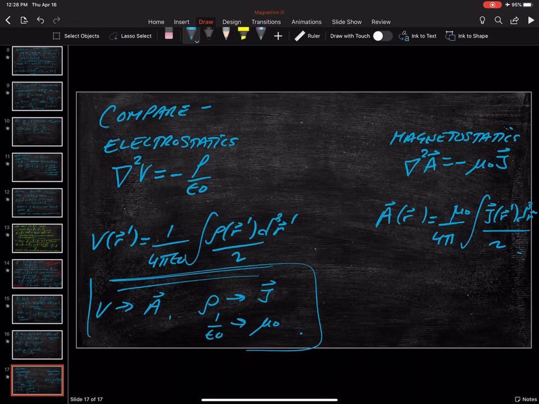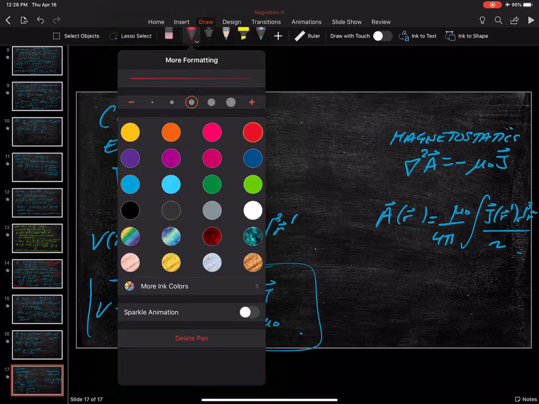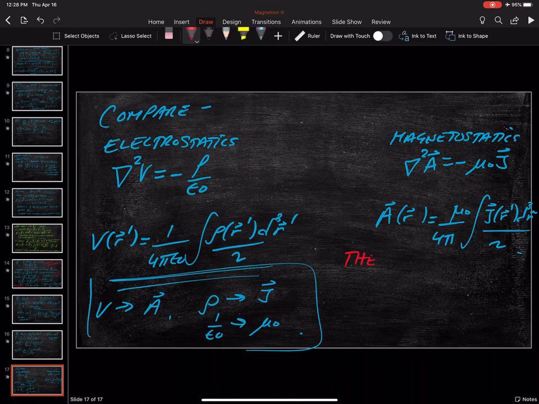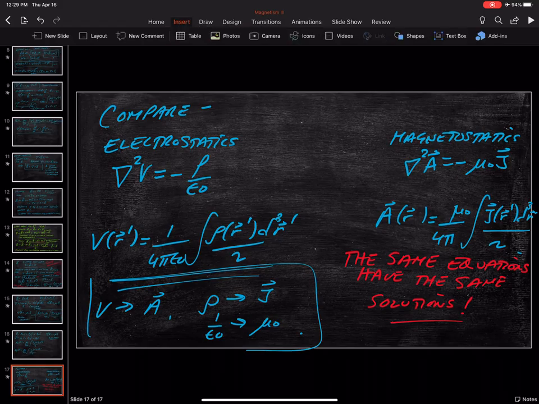This is important. The same equations have the same solutions. And so the fact that we learned so much about voltages already means that we've now learned so much about magnetic voltages, okay, vector potentials.